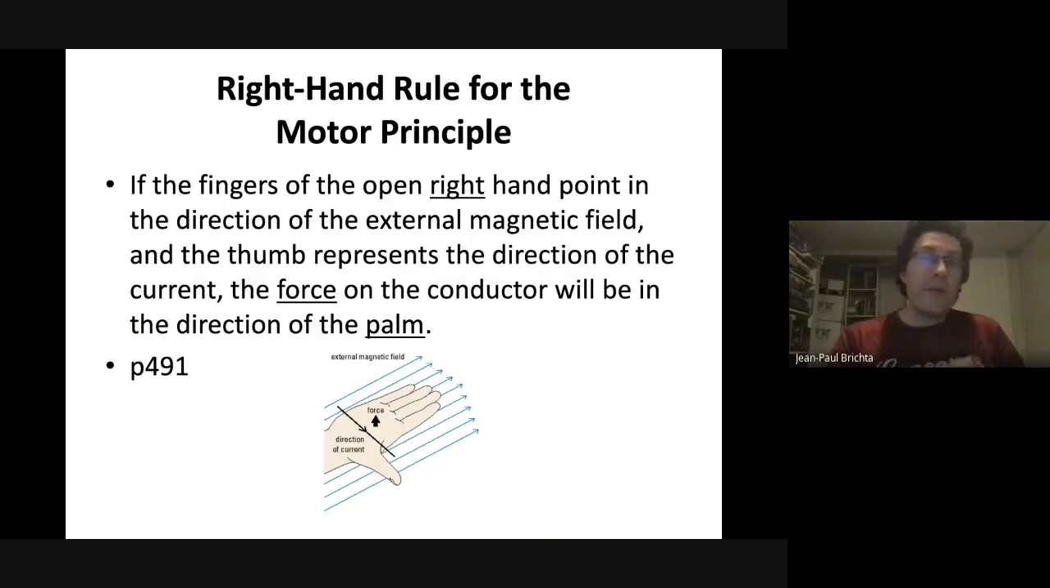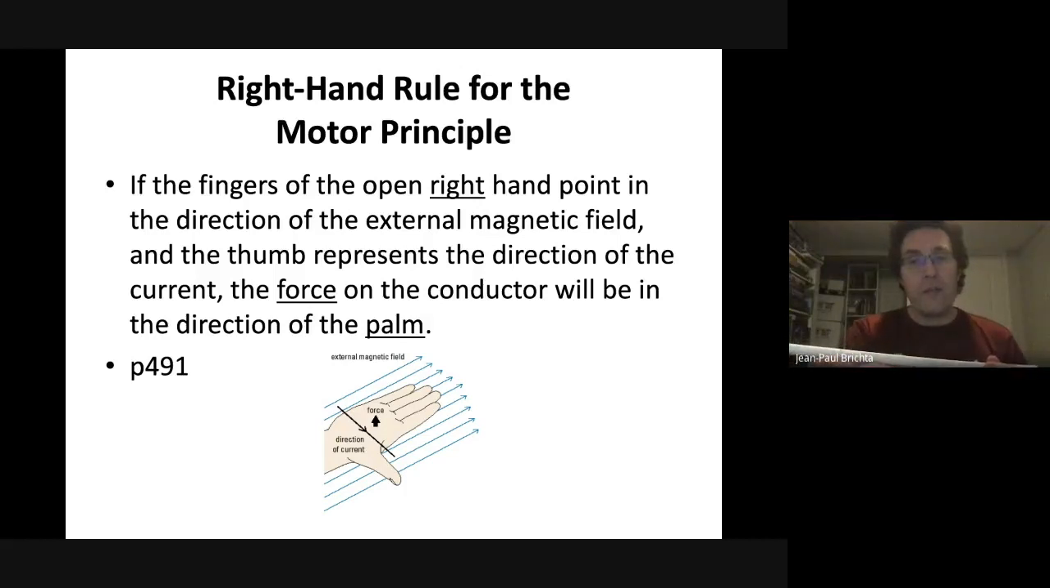So here's how we do it. We need to apply the right-hand rule once again for the motor principle. I gotta tell you, you'd have a really hard time doing physics if you didn't have a right hand, but you could still manage. So here's how it works. The idea is your thumb points in the direction of the current. So if this is my current-carrying conductor, I need to know which way the current is flowing, and my thumb goes in that direction.